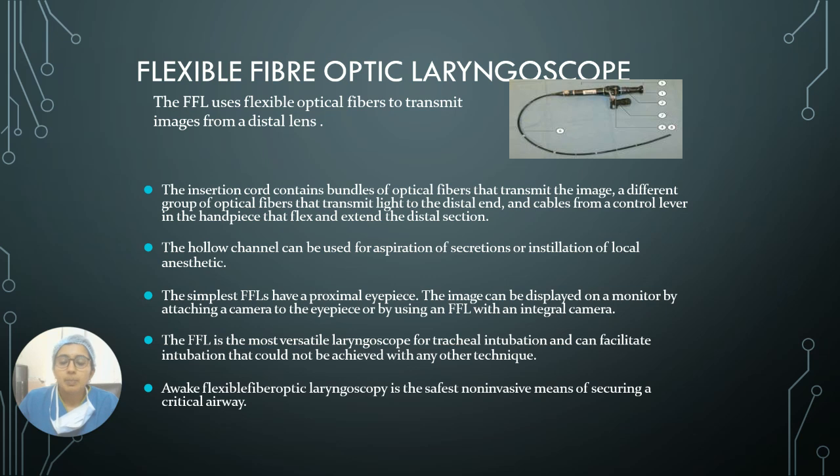The simplest flexible fiber optic laryngoscopes have a proximal eyepiece. The image can be displayed on a monitor by attaching a camera to the eyepiece or by using an FFL with an integral camera. The FFL is the most versatile laryngoscope for tracheal intubation and can facilitate intubation that could not be achieved with any other technique. Awake flexible fiber optic laryngoscopy is the safest non-invasive means of securing a critical airway.